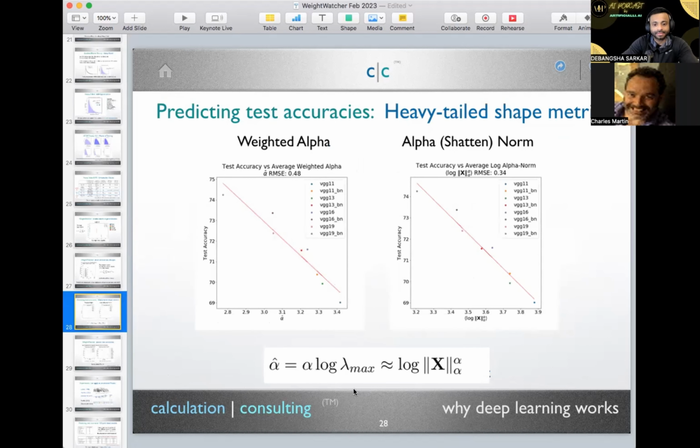So alpha hat is like an approximate Shannon norm. It's like a norm, the notation's a little goofy, but it's like taking a Shannon norm, where, instead of a Frobenius norm, which you would raise to the 2, you raise it to the alpha power.